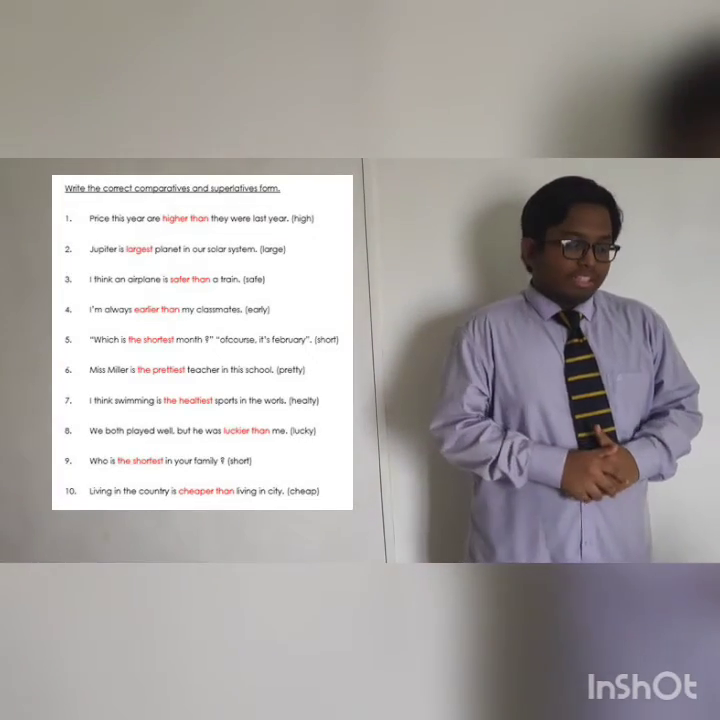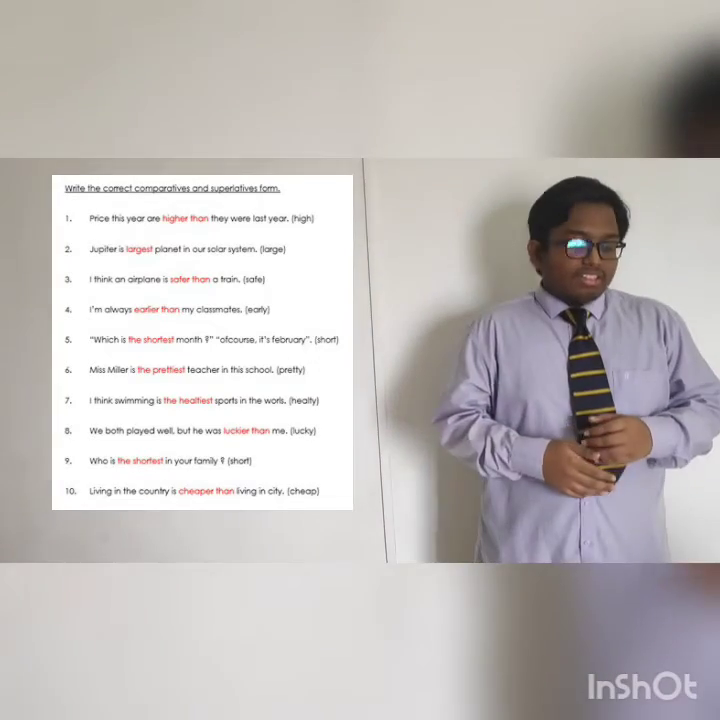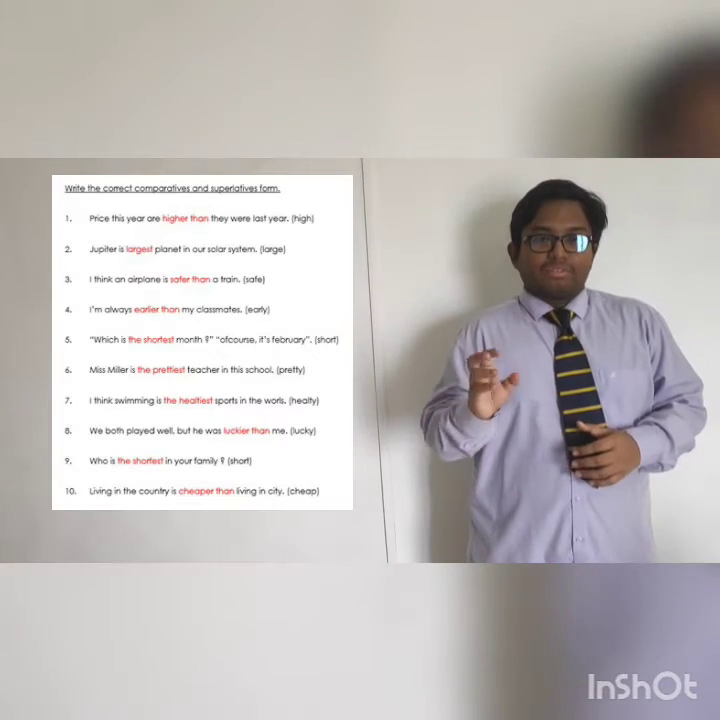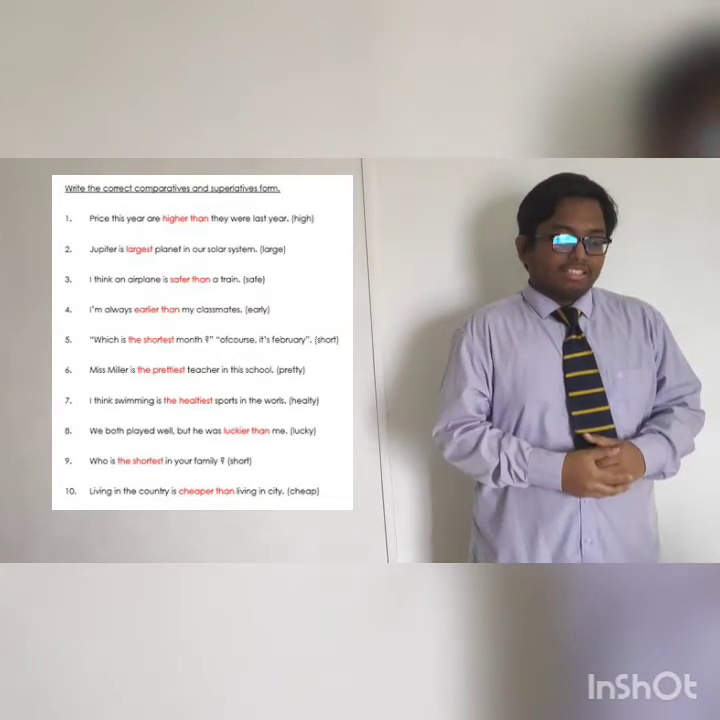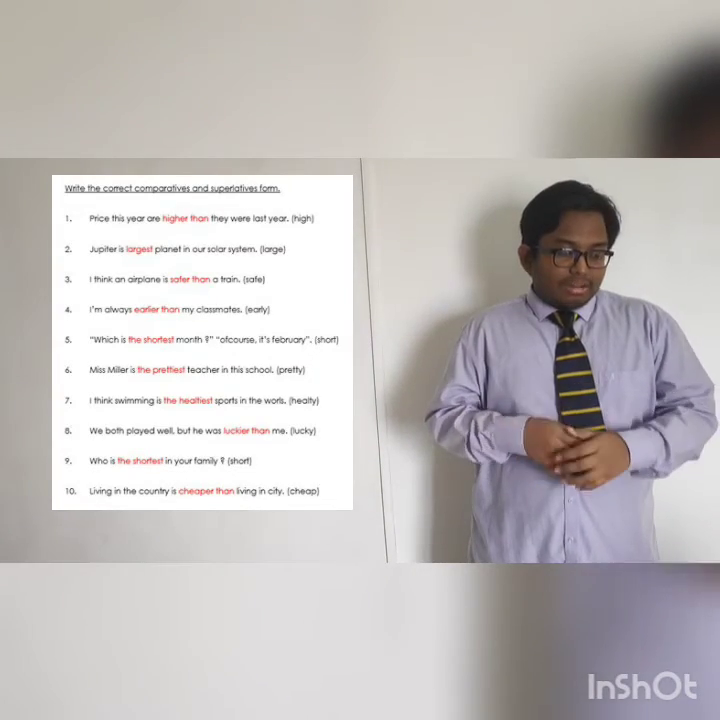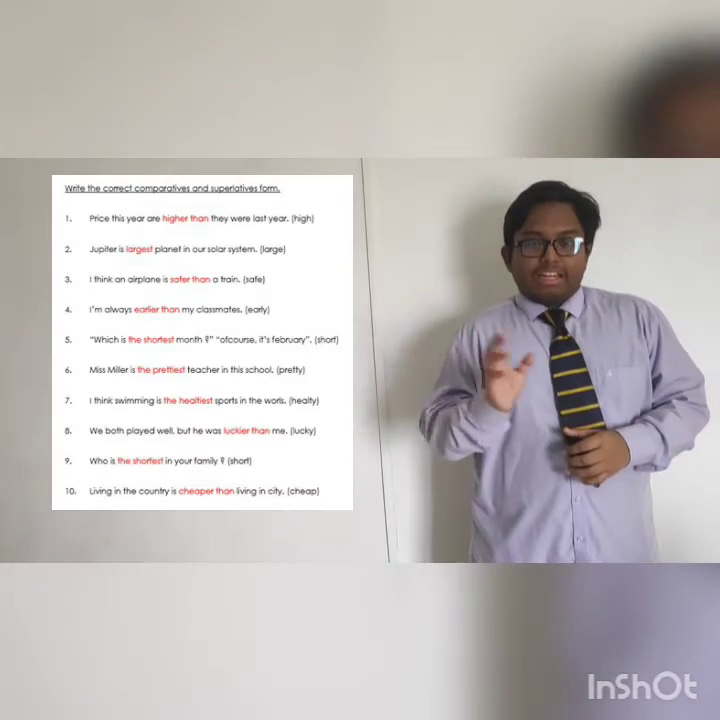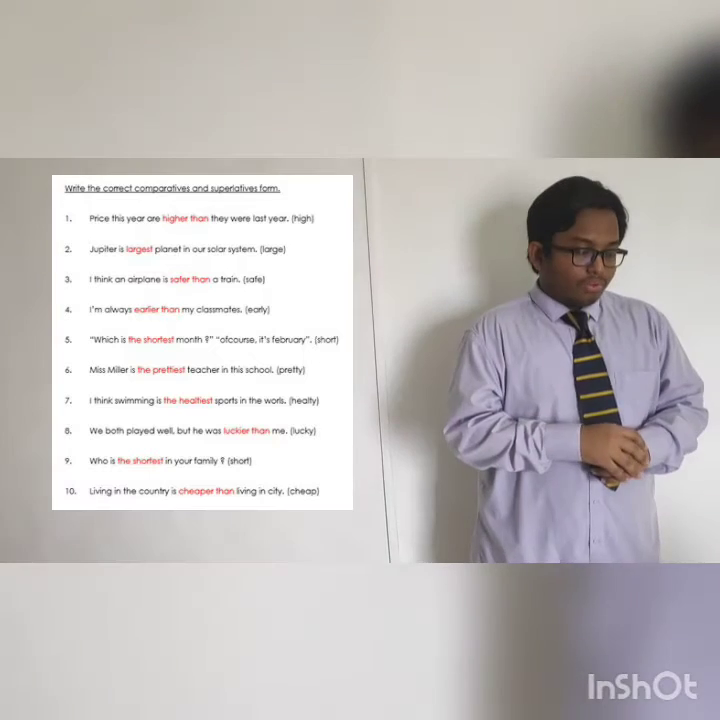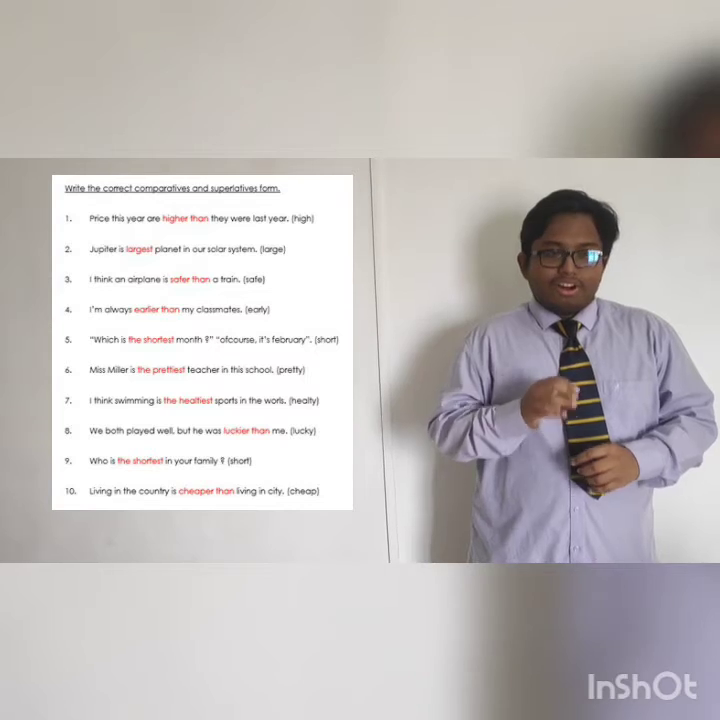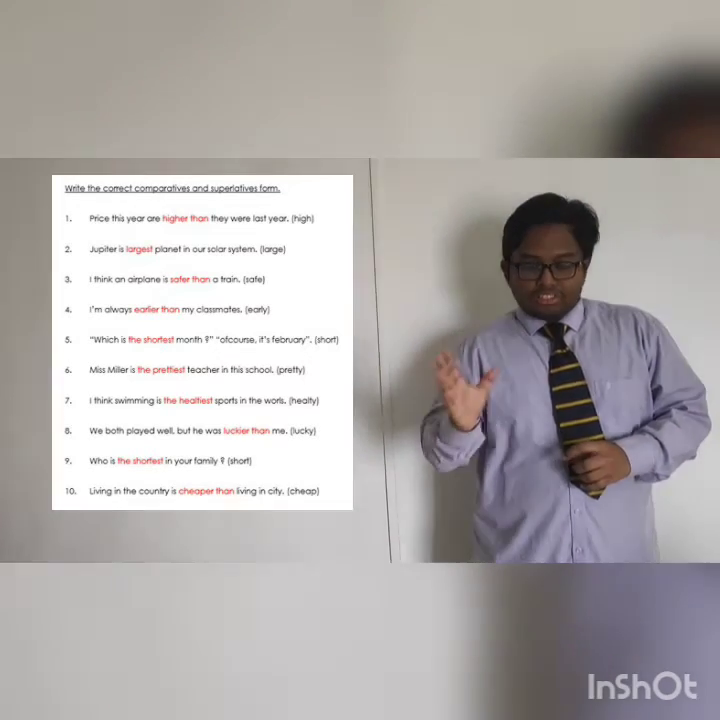As for question number 3, I think an airplane is safer than a train. Okay, the answer is safer than. If you got it correct, please tick your answer. And then for question number 4, I'm always earlier than my classmate. The answer is earlier, and you need to put than at the back. Very good. As for question number 5, the shortest month, of course it is February. The answer is the shortest.